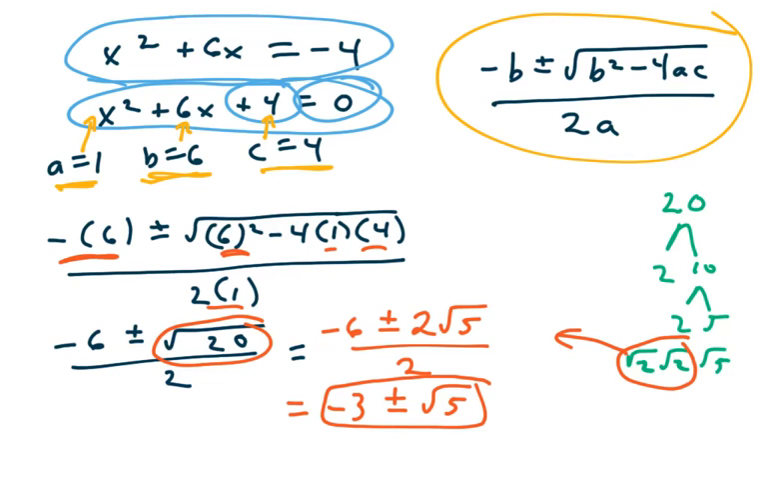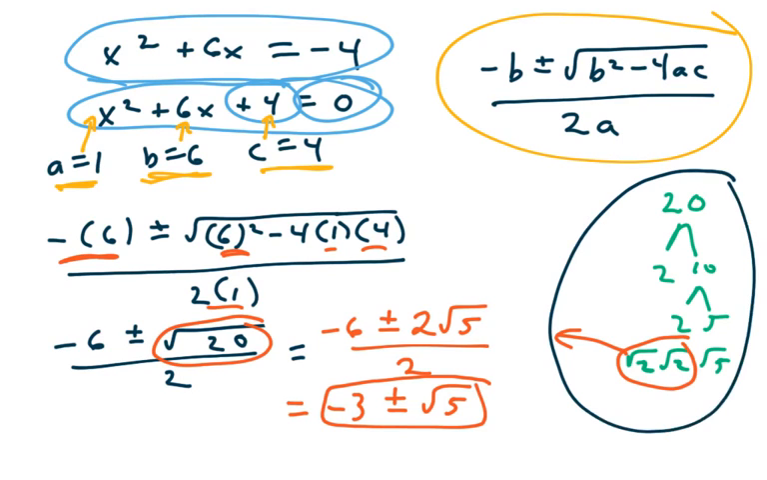Look to the far right over here, guys, and you can see I simplified the square root of 20. The square root of 20 is 2 times 2 times 5, better known as square root 2 square root 2 square root of 5. And a pair of square roots together make a regular number, and that's where this 2 comes from.